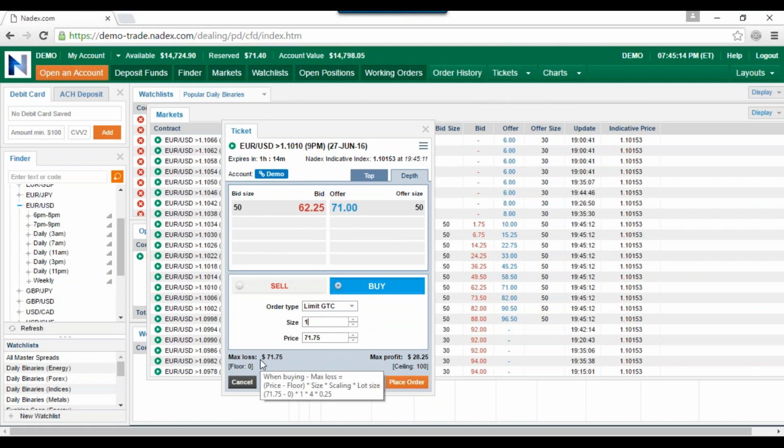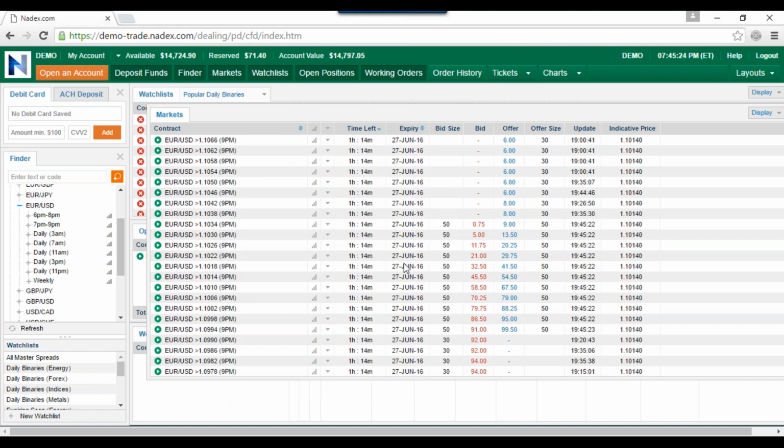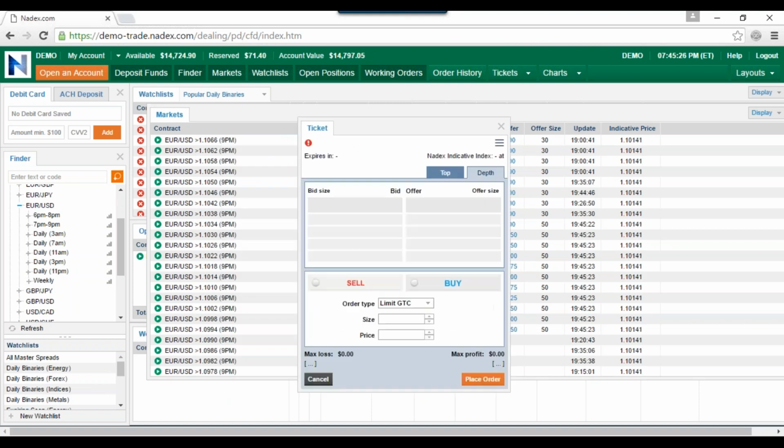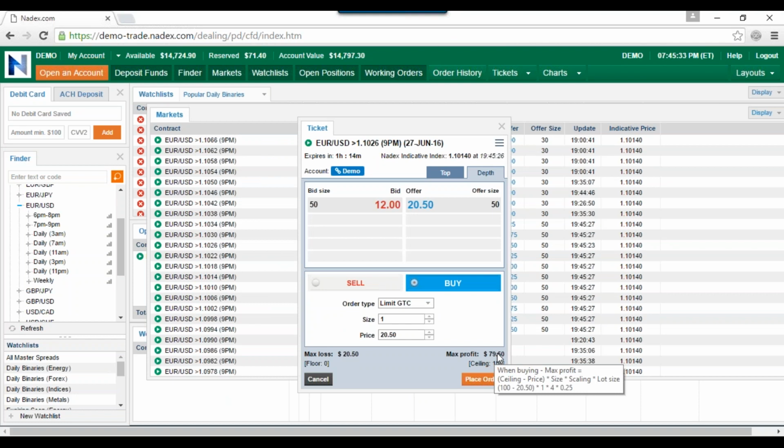What scares me? That number right there, max loss of 71 bucks, right? I don't like that. What I like is, ooh, look at this one. I like this one. I can risk 20 bucks and maybe I can make 80. All right, I prefer that one. Let me just go with that one. Right, because I'll risk 20, but what's my midpoint here? Still like a 16%.